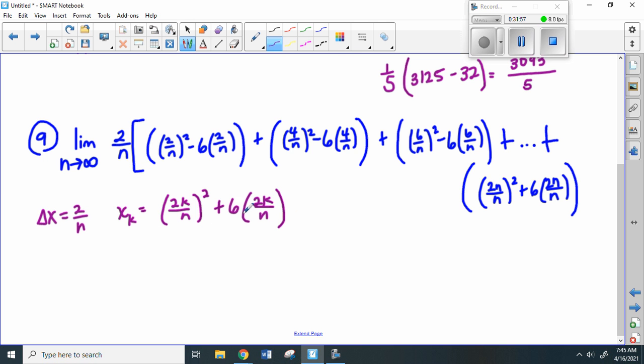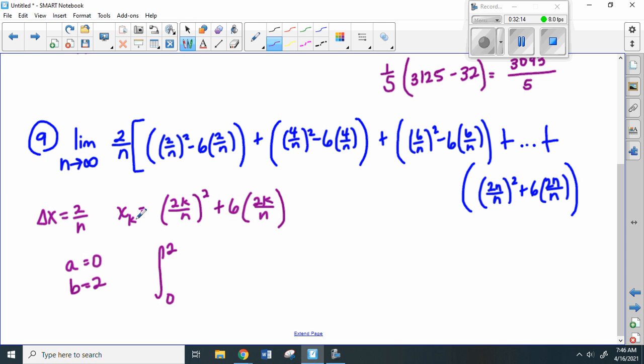And notice that that doesn't have a constant added to it. So we are going to assume that a is 0. And if a is 0 and delta x is 2 over n, then b minus a is 2, so b must be 2. Okay, so we're going to integrate from 0 to 2.